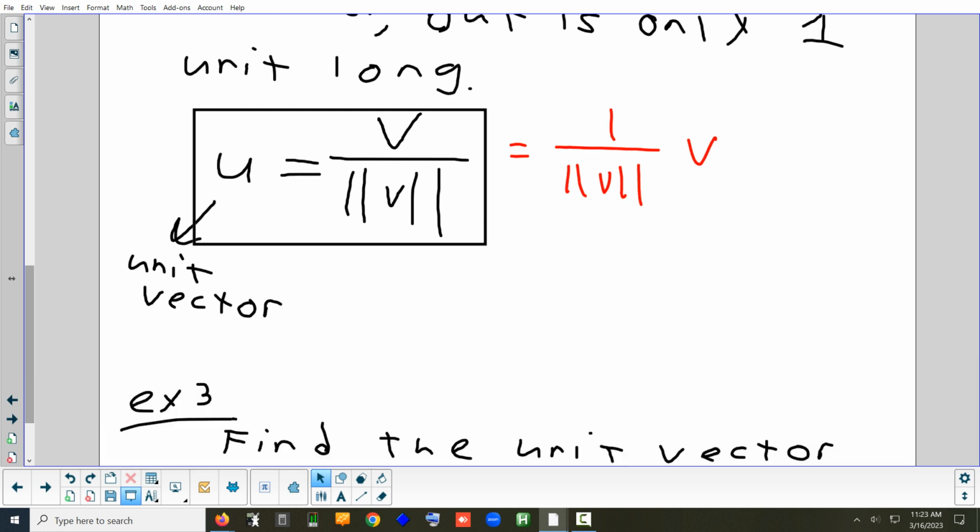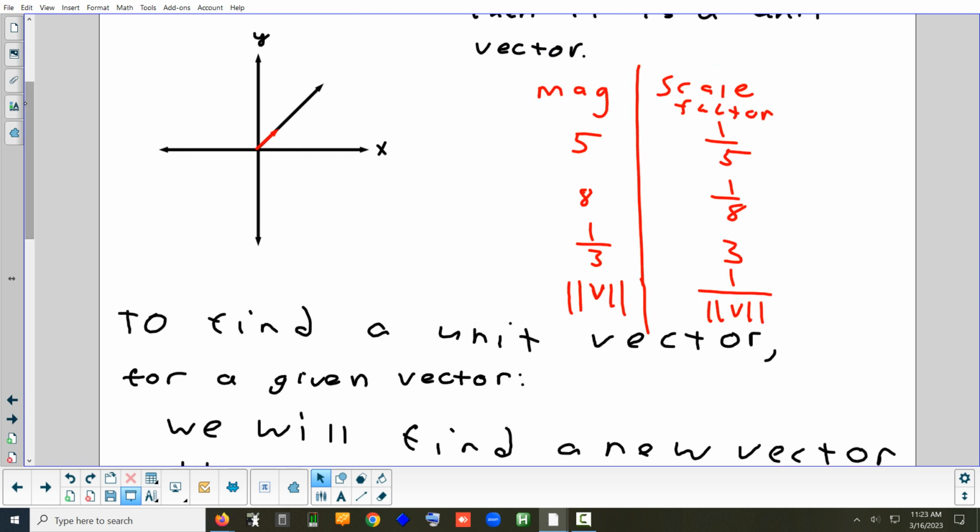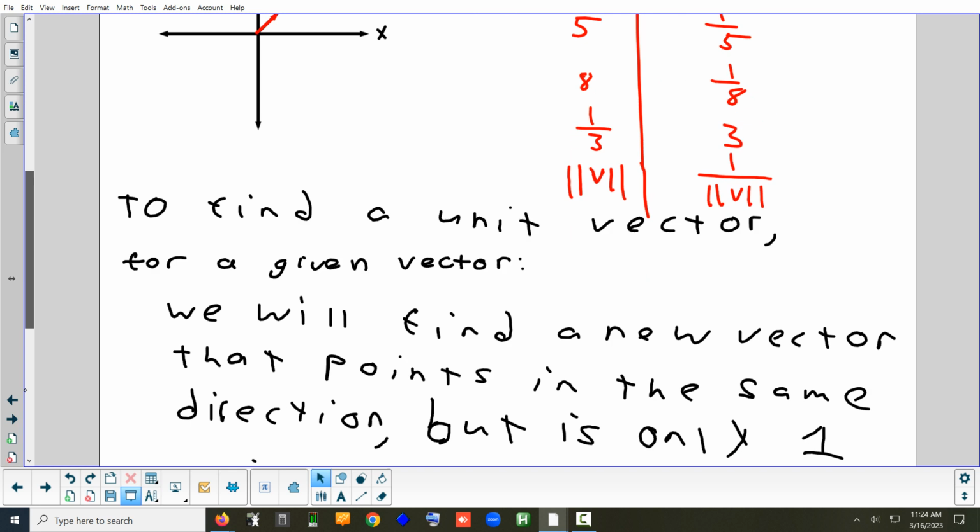Any question on that formula? Sometimes if I jump right to this, people get a little confused, like why do you have a magnitude in the bottom? But it's because when you multiply by a reciprocal, it forces it to be 1. That's why it's in the bottom.